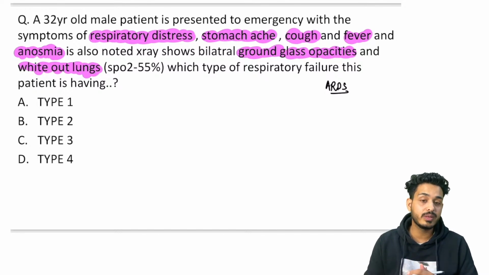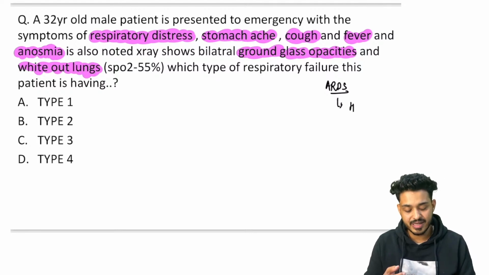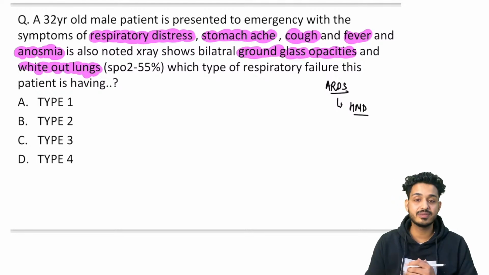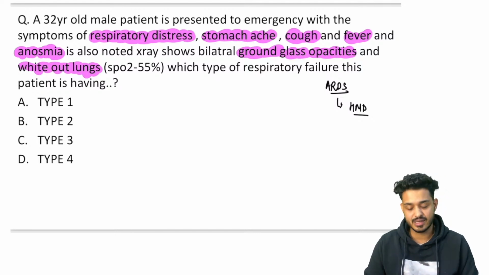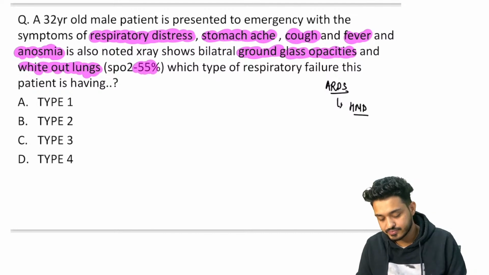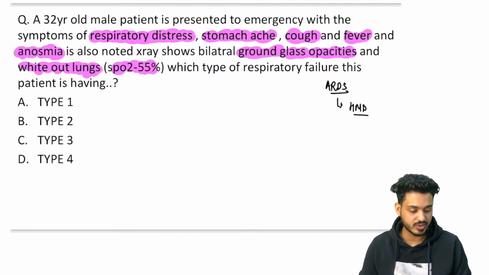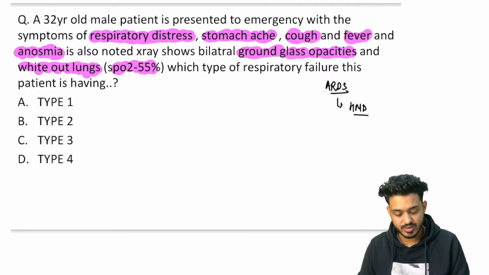If I talk about a newborn baby, what would that be? That would be hyaline membrane disease, respiratory distress syndrome in the baby, right? Due to deficiency of surfactant, right? So this is going to be what kind of respiratory failure? SpO2 कितना है यहाँ पर? Anyone tell me the diagnosis? What is your diagnosis?